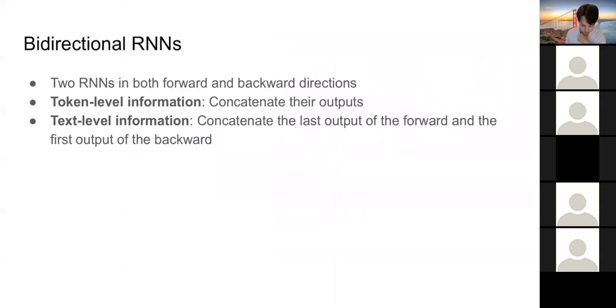And we talked about bidirectional RNNs. The limitation of a unidirectional RNN is that you can only depend on tokens that happen before the current time step. What if you want to look at the tokens that happen after the current token? In many cases, when you're trying to understand a sentence, words that come after the current time step will be helpful. So why not go bidirectional? Then there are two RNNs in both directions. If you want to do classification at the token level, you should concatenate their outputs at each time step. If you want to do something at the text level, for instance text classification, you concatenate the last output of the forward and the first output of the backward.